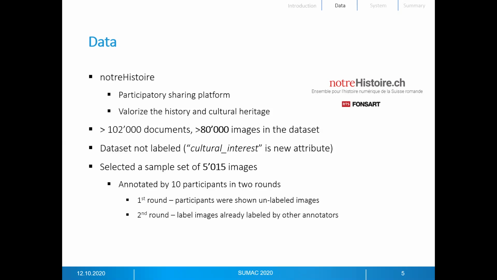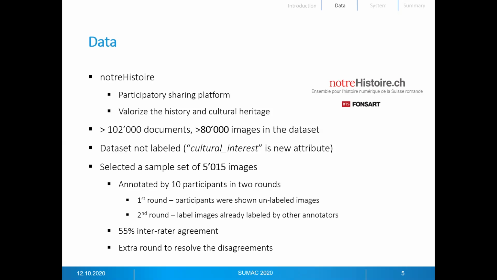Therefore, we selected a sample of 5,015 images and invited 10 participants from the region to help annotating the images. The participants were presented the idea behind the project and comprehensive examples on how to annotate the images. In 2 rounds, the 10 trained participants annotated the images. In the first round, they used a pooling mechanism where each annotator was assigned an image not annotated before. In the second round, annotators were assigned images that had already been annotated by others from the first round.